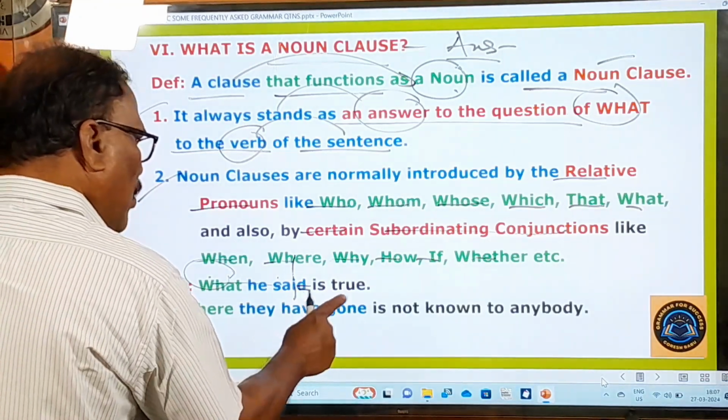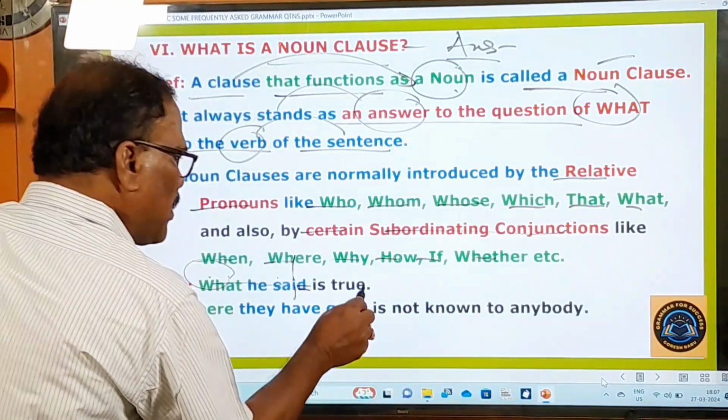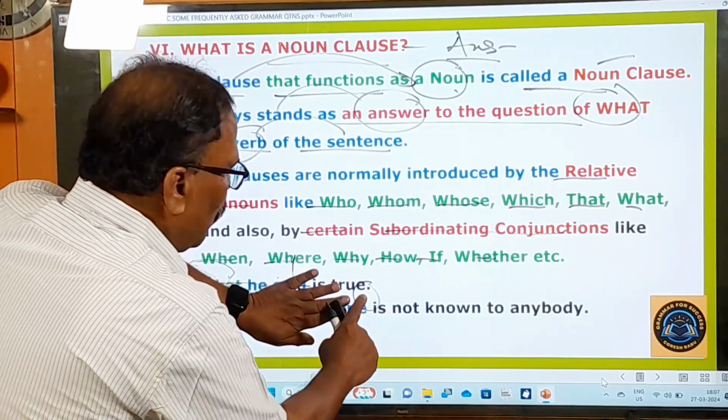And where they have gone is not known to anybody. What is the verb in this? Okay, this is the verb. Right. And now you question the verb with what?